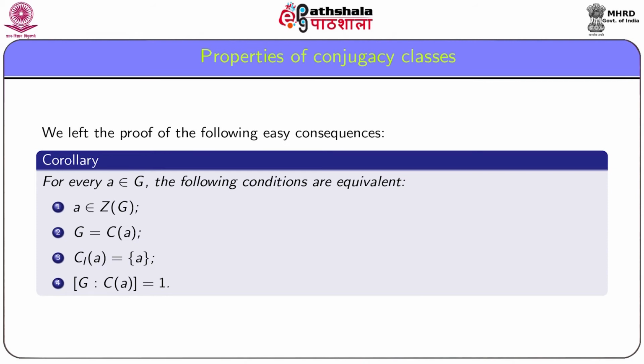These are the four equivalent conditions for every a in G. Here we leave the proof. The first condition is that a is in Z(G) if and only if G is equal to C(a), which is equivalent to the condition that the only conjugate of a is a, and this is equivalent to the condition that C(a) has index 1 in G.